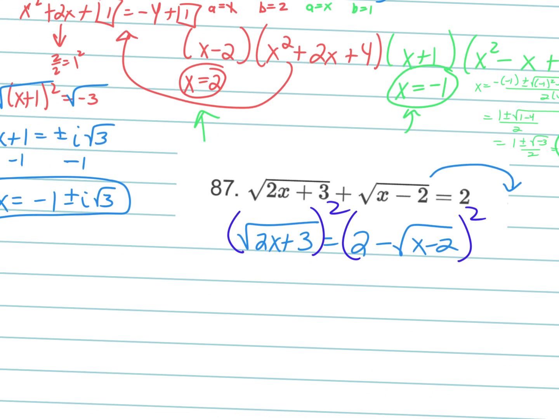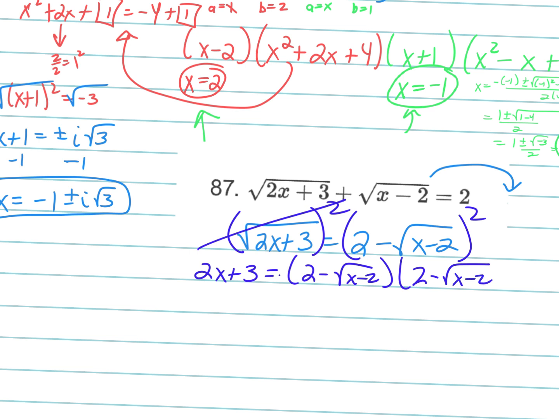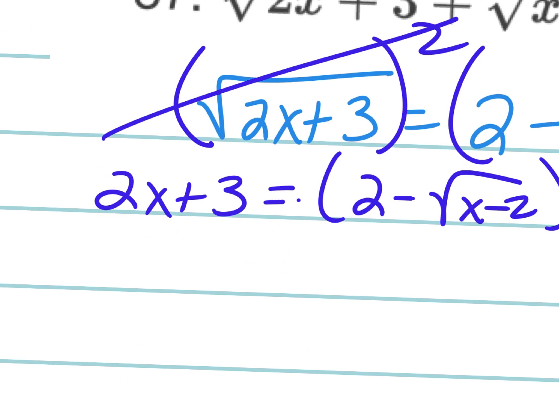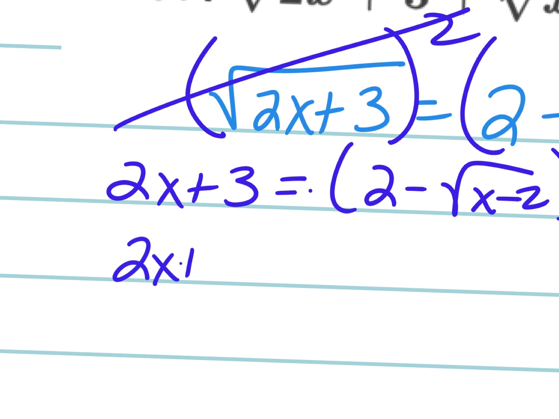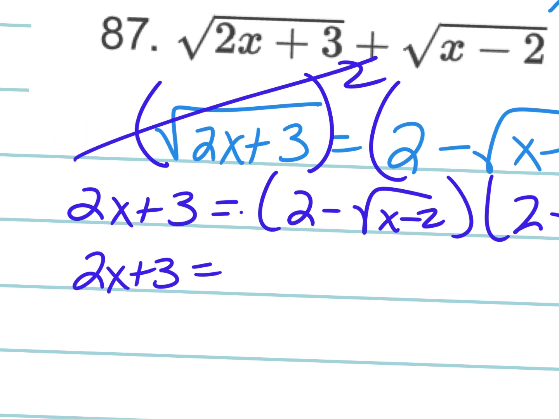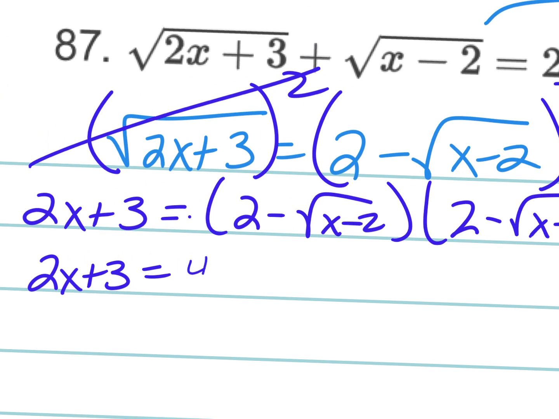So on the left, when you square a square root, you're left with 2x plus 3. And then over here on the right, what this says is 2 minus the square root of x minus 2 times 2 minus the square root of x minus 2. It's that binomial 2 times. You cannot distribute that exponent over a plus or a minus sign. So this 2x plus 3 is just going to hang out over here, and then we're going to FOIL. So 2 times 2 is 4.